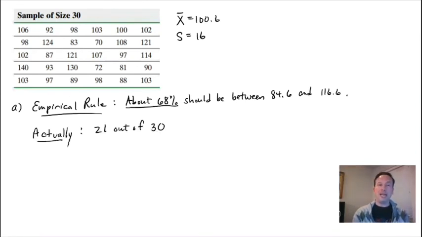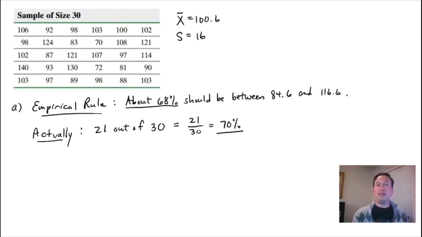Now, what about the actual data set? So now what I'm going to do is, how many numbers in my data set are between 84.6 and 116.6? So if you go through here and you count up how many are between, there's 30 numbers total, and 21 out of these 30 are between 84.6 and 116.6. What's 21 out of 30? 70%. Compare that to the empirical rule of 68%. That's pretty darn close. That's pretty accurate. There's a difference of 2%, which is a really good estimate. It's a very good estimate.